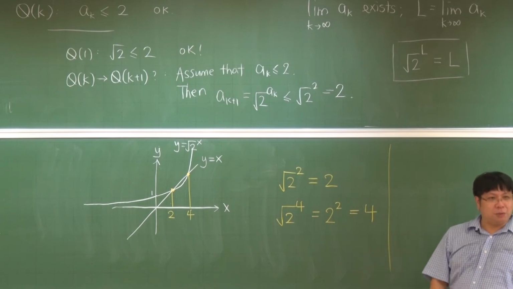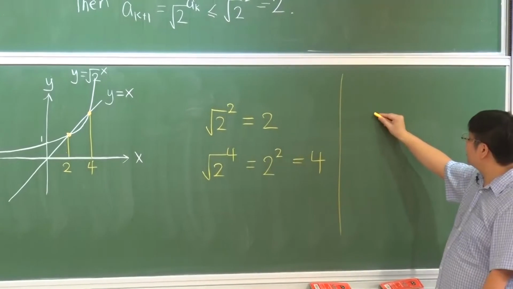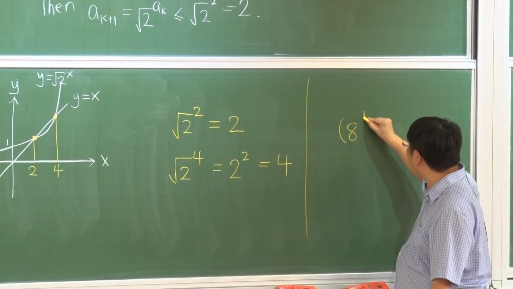Now, how about if we start with a different number? Not slightly different, but different. Let's say the number is strange. It is 8 to the power 1 over 8.